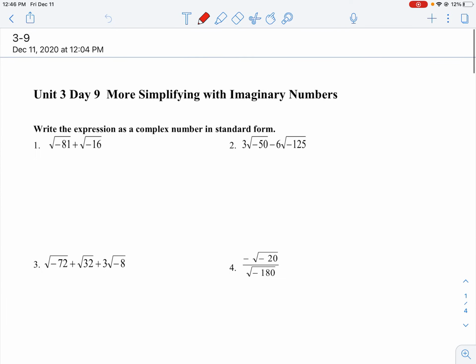Hello everybody. We are back and we are dealing with imaginary numbers, okay? This time we are dealing with more complex.